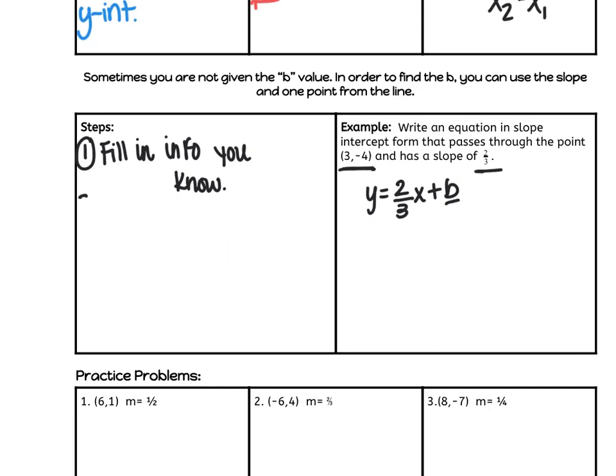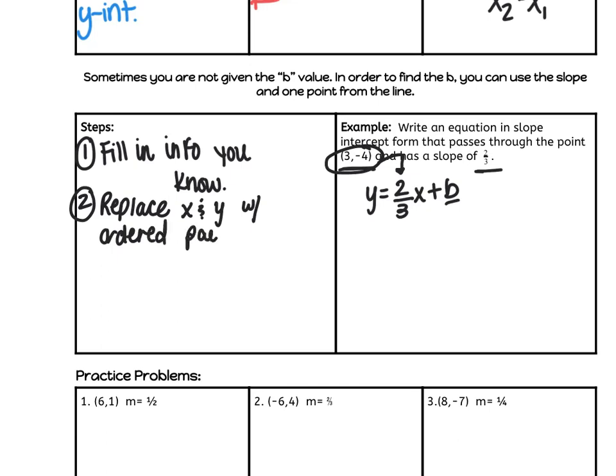Second thing you can do, if you know that the point (3, -4) is on this line that we're creating our equation for, you can replace the x and the y with the ordered pair numbers. So replace x and y with ordered pair.